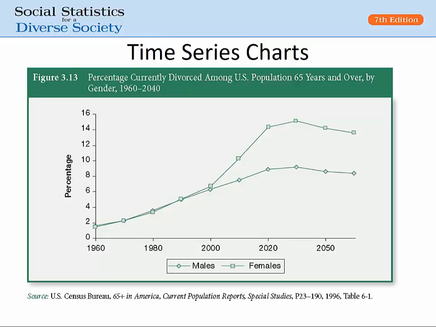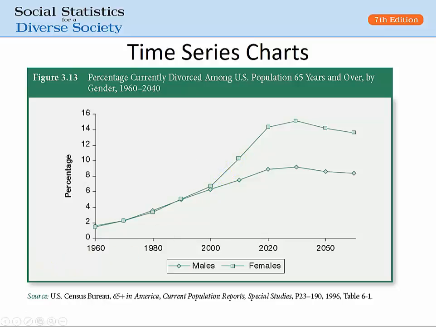And so in this case, we're looking at trend, but we're breaking it down into males and females. So this is the percentage of currently divorced people in the U.S. who are 65 years and older by gender. So we've got two lines. We've got the male line, and we can see that that's represented by data points that are little triangles, and the females are represented by data points that are squares. So the lower line represents males, and the line that's above that with the squares represents females.